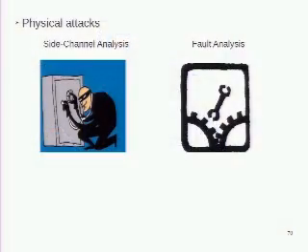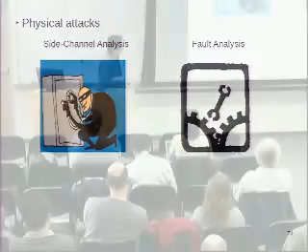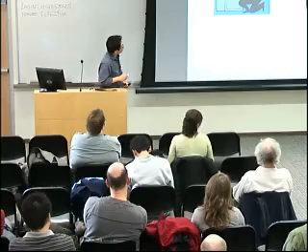So we also need to deal with physical attacks. There are two types of physical attacks. The first one is side channel analysis. The second one is fault analysis. About 15 years ago, we believed the cryptographic circuit we make is a black box. You only see the input and output. You don't see what's inside. And this is actually not true.